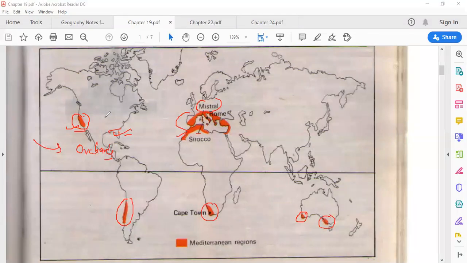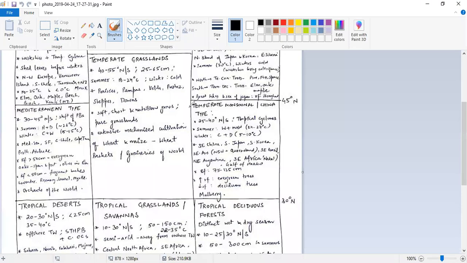There is a shifting of pressure belts which happens as the ITCZ, the intertropical convergence zone, shifts. So there is a shifting of pressure belts. Summer is there, winter has very low temperature, and the rainfall is also in winter. This is very important. Orchards of the world. Viticulture, grape cultivation, wine cultivation, it is very famous for that, this Mediterranean region.